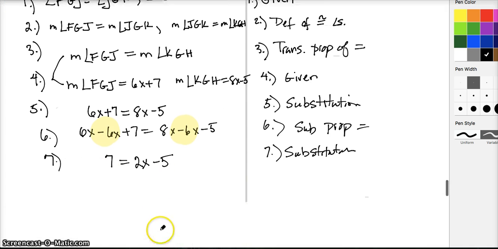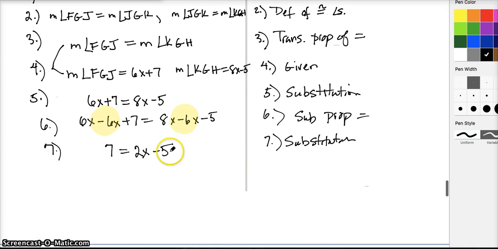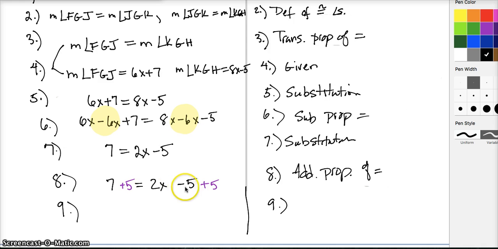After that, I'm going to move on and do the thing that I would do. I would now get rid of this 5 by perhaps, let me use a different color here, adding 5 to both sides, right? So my problem is going to be 7 is equal to 2x minus 5, but on both sides of the equation, I'm going to add 5. And when I can add the same thing to both sides, that's because of the addition property of equality. Now, by substitution, I'm going to join these guys together and these over here to get that 12 is equal to 2x.